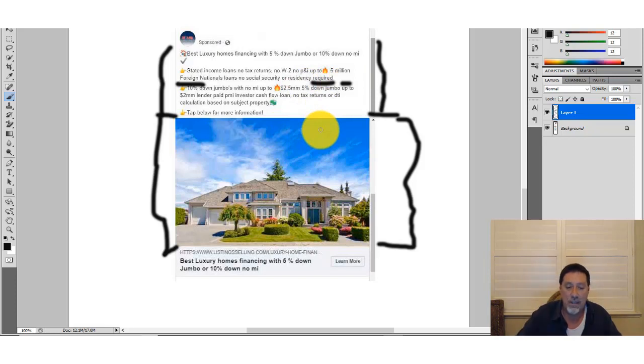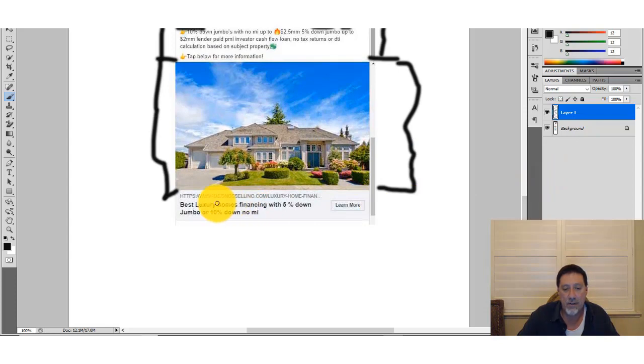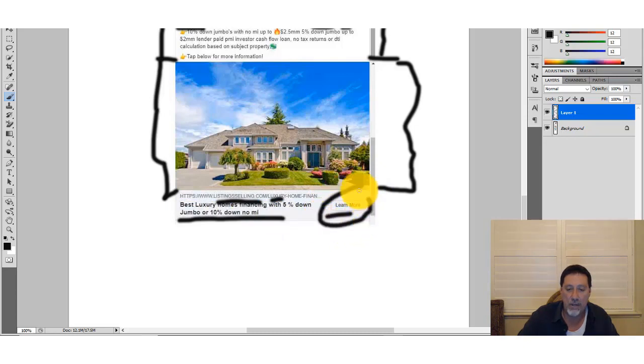So that's how Facebook moves things around on mobile and stuff. And if we scroll down right here, here is the URL that goes to the form that I'm going to show you in 1 second. And here's a little bit of ad copy as well. And of course, we do the learn more right here.